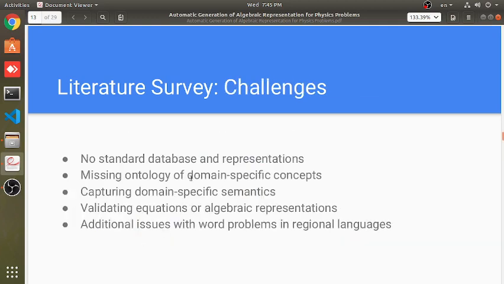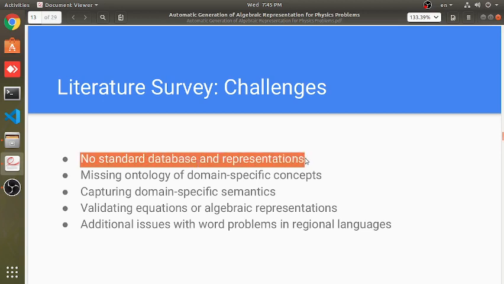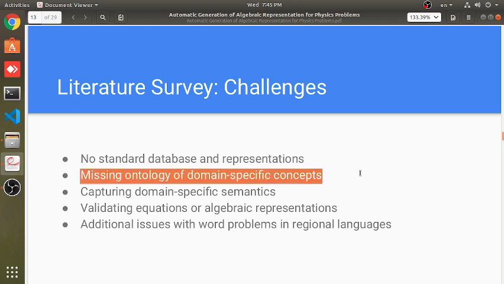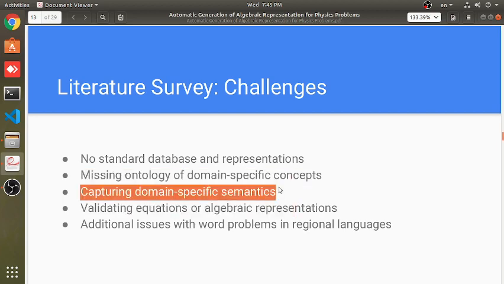Okay, so the challenges that we have faced. As the literature survey has been done, what we have seen is that there is no standard database and representation for the physics domain. As there is no standard database, it is very hard to assess your system against a particular standard. Then an ontology for domain specific concepts is missing, so understanding which concept is a subversion of another concept might be difficult. Capturing domain specific semantics, or the meaning, will also be difficult.